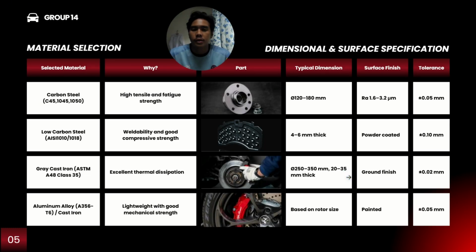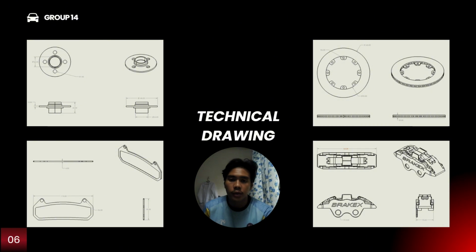As you can see here, this is the material selection, dimensional, and surface specification of our component. For the technical drawing, we include a 3D model, front view, and side view of each component.